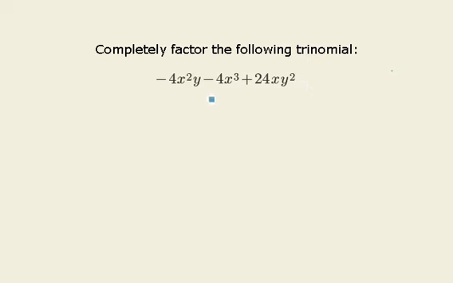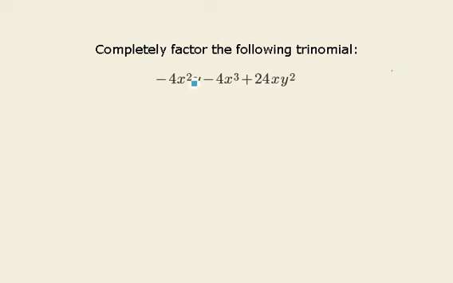But we also look at it and say, oh, look, I got a 4, I got another 4, I got a 24, which is a multiple of 4. I have an x here, an x there, an x there. I can factor a 4x out of each of these three terms right away. That's simple to do. It'll give us something a little bit easier to work with.